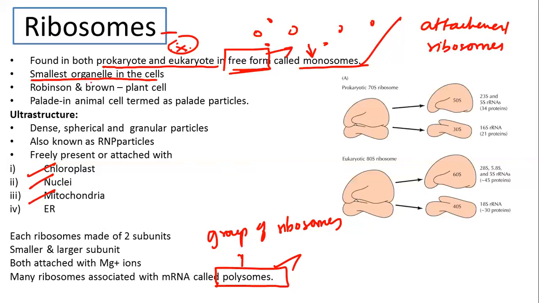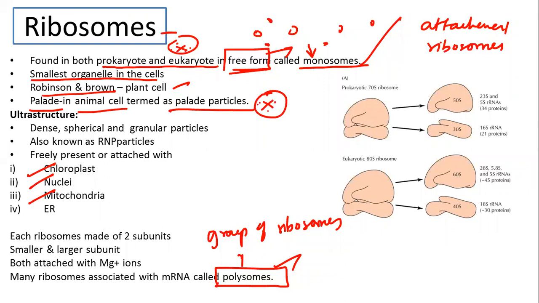Okay, and this was first found by Robinson and Brown, who identified ribosomes in a plant cell, because Robinson and Brown were botanists researching on plants. Whereas in animal cells, a scientist named Palade identified ribosomes first. He found very small particles in an animal cell, and he termed those ribosomes Palade particles.